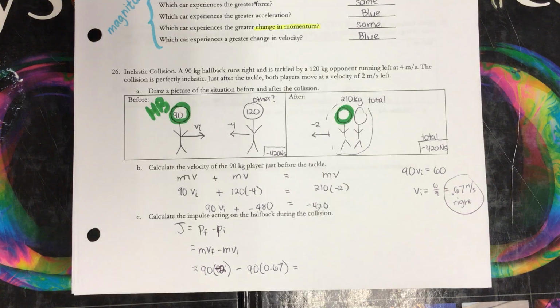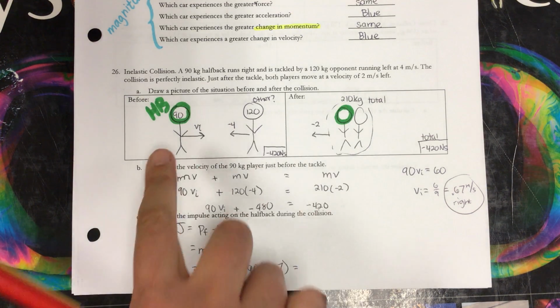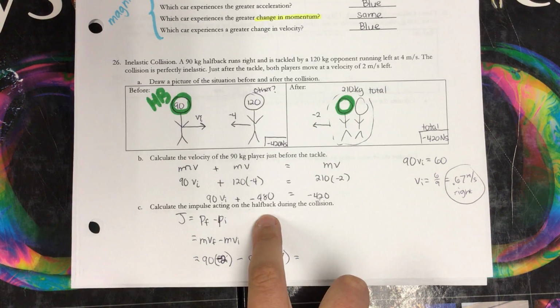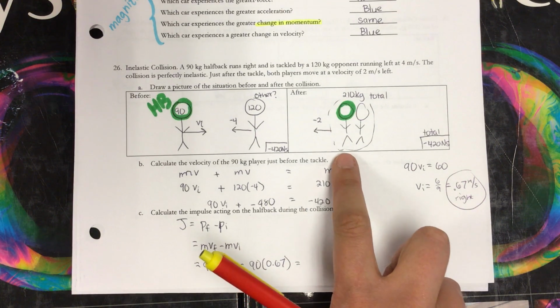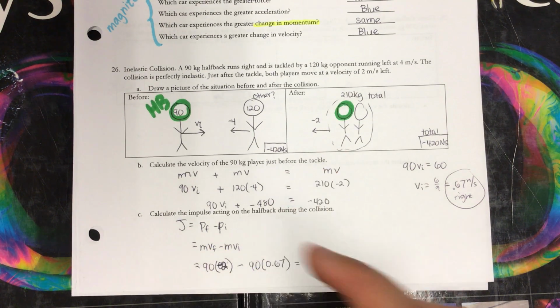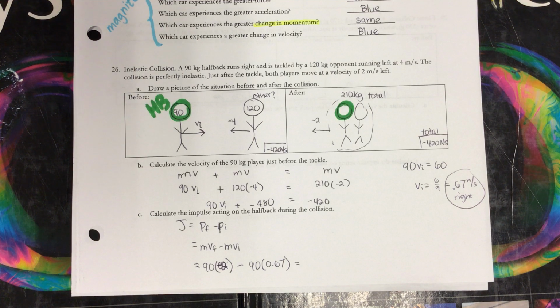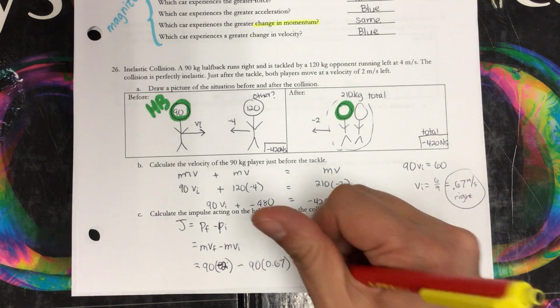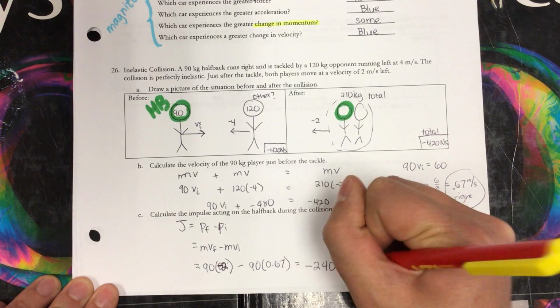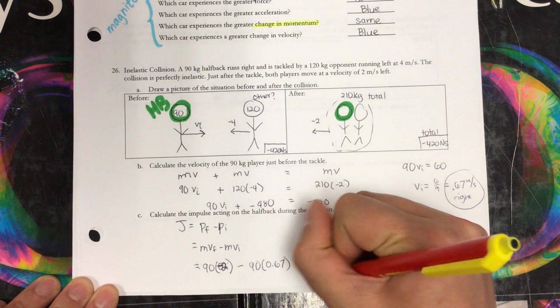At the end of this problem, I should have a negative impulse acting on the halfback, because the force applied during the collision is pushing the halfback left. So this would be 90 times -2 minus 90 times 0.67. So a negative 240 Newton-second impulse.